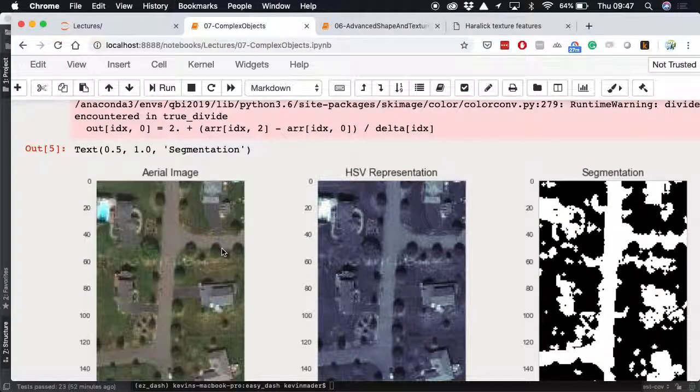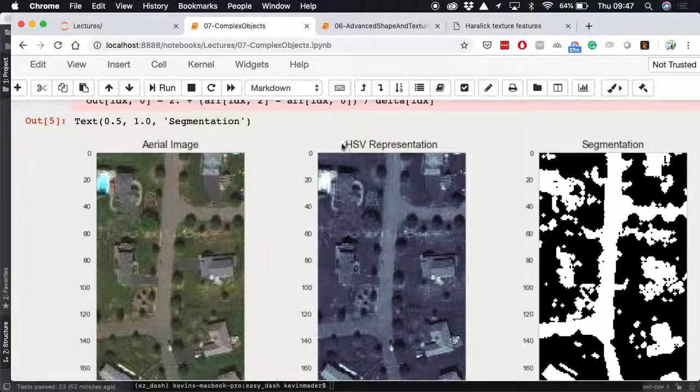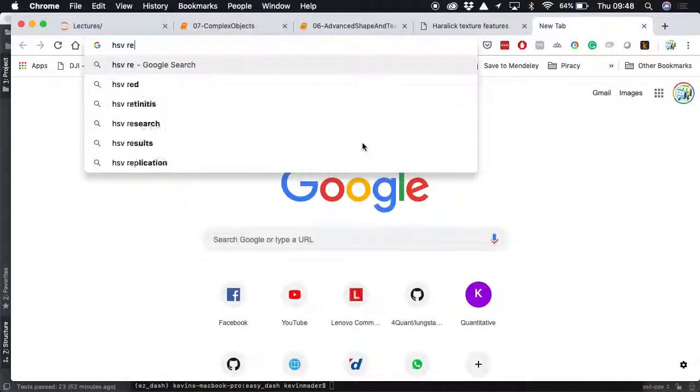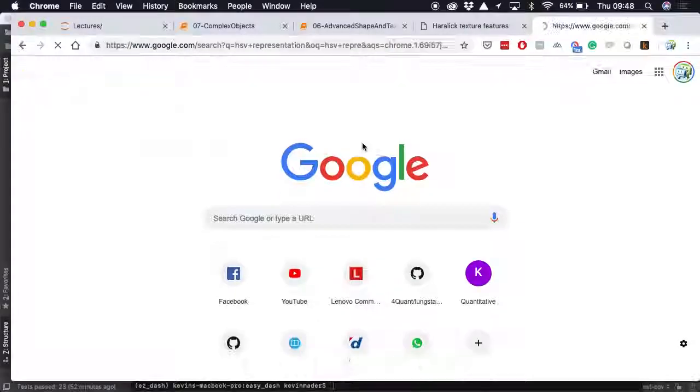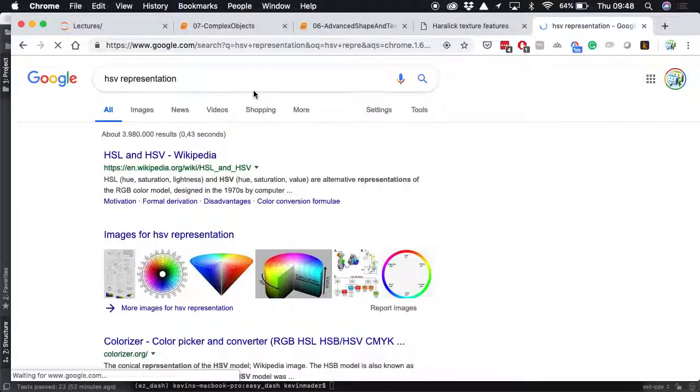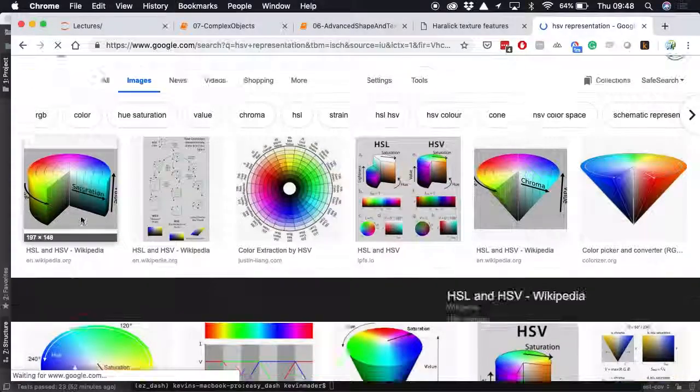And so we can convert the image into something called an HSV representation, which is hue, saturation, value, that tries to get the color information separated from how rich the color is and how bright the color is. And so I think this is the right image for it.